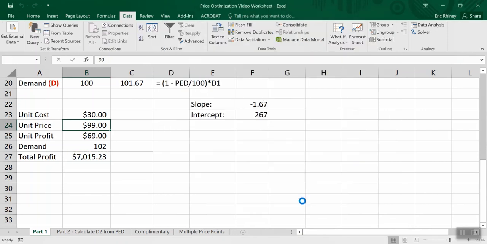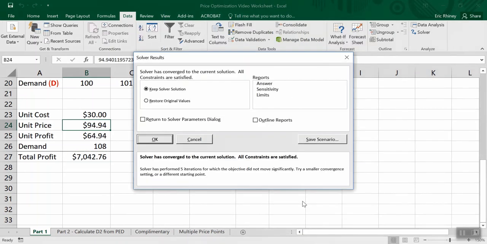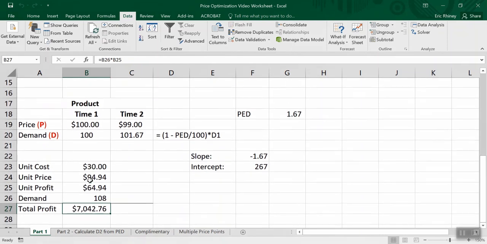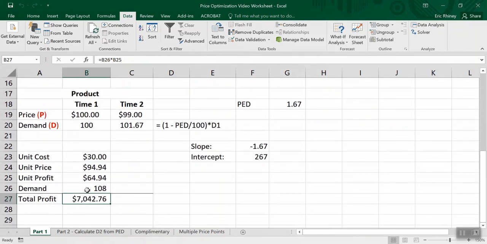All right, so I'm going to hit solve, and very quickly it converges on a solution, and now it says, hey, you need to sell at 94.94. You'll have a profit of 64.64. You'll sell 108 units, and you'll have a profitability of $7,403.